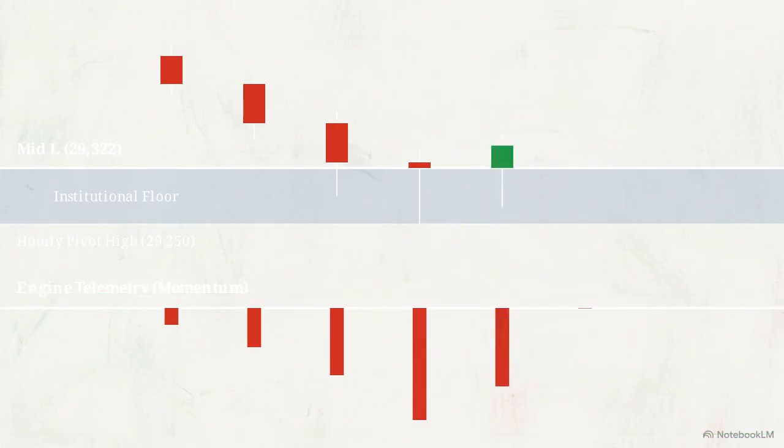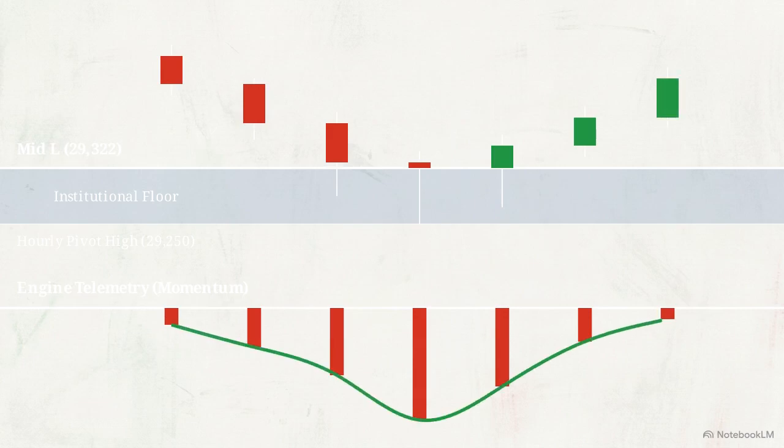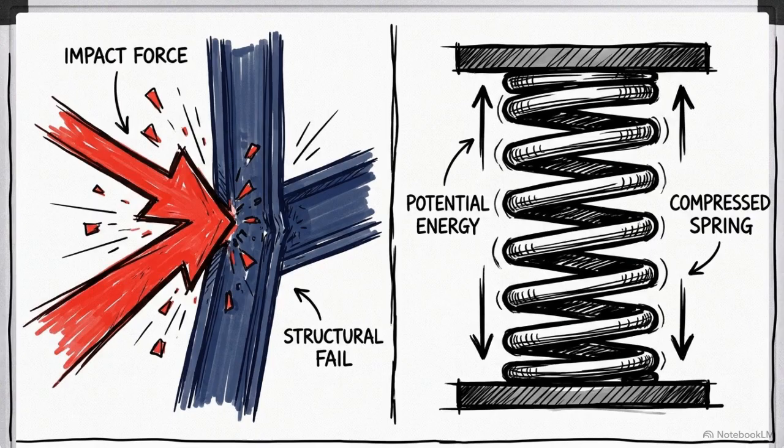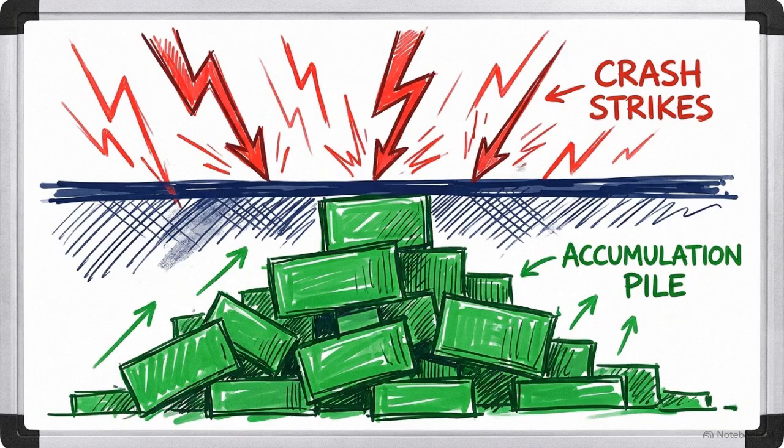We validate this sweep by looking at the telemetry. The negative histogram bars have reached their maximum depth and are now curving back upward, forming an exhaustion curve. The velocity decay in the momentum histogram correlates directly with the price wicks on the chart. This proves the institutional chassis successfully absorbed the collision. Institutional boundaries function as elastic suspension zones designed to absorb panicked retail selling while accumulating wholesale positions.